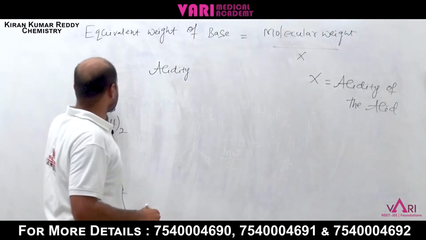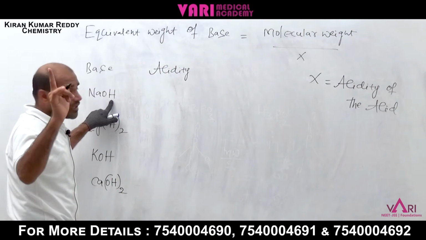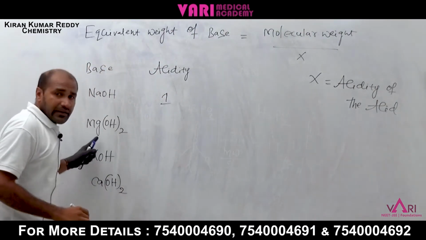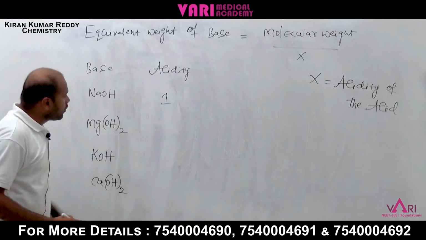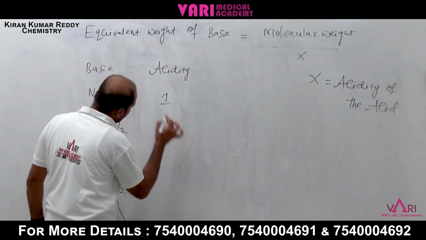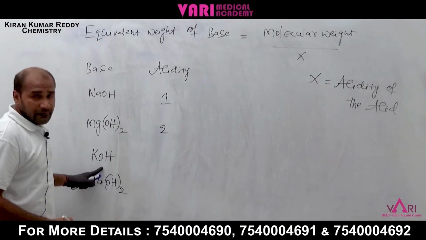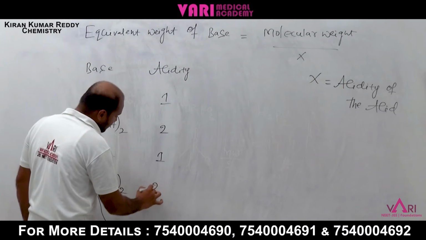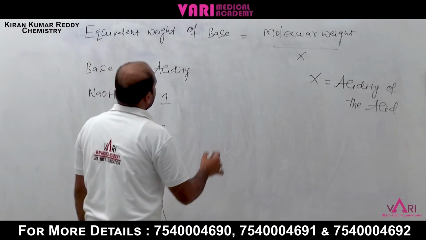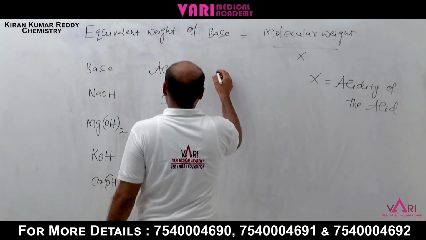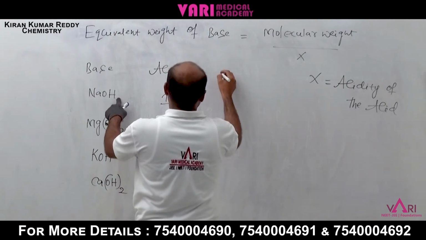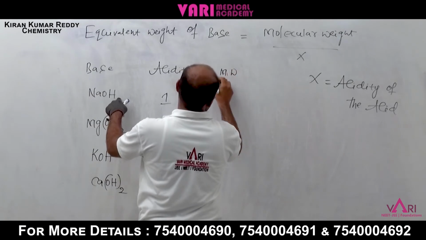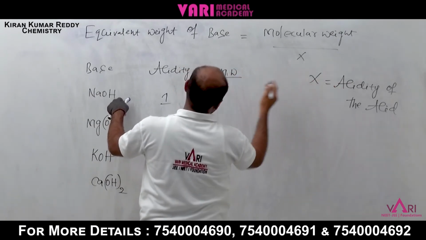In NaOH, how many OH groups are present? One OH group, so acidity is equal to 1. If you take magnesium hydroxide, how many OH groups are present? Two. KOH, how many? That is equal to 1. Calcium hydroxide, 2. Now the equivalent weight of a base is equal to molecular weight by the acidity.